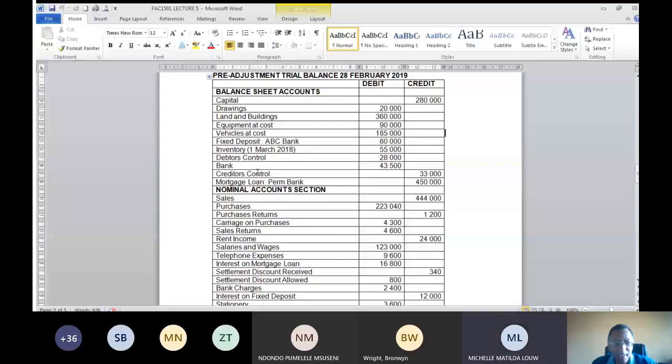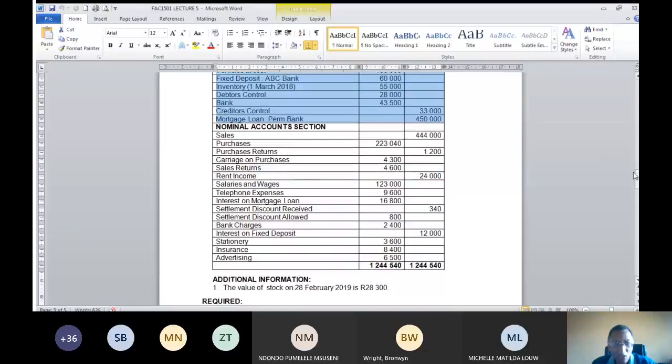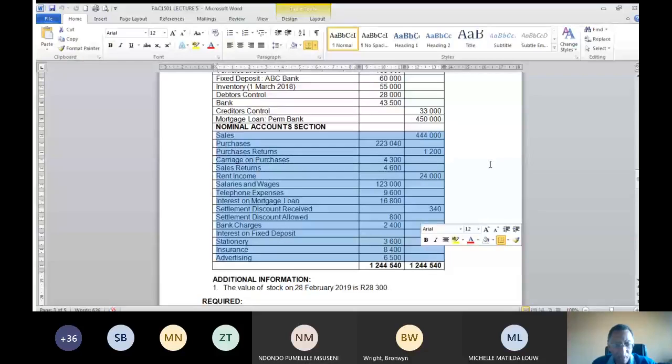Your liabilities, in this example, I've got trade payables and your loan account. So when we speak about the financial position account section, that will be all your assets, all your equity, and all your liability accounts. Your nominal account section, which is the second section of your trial balance, this is where you will show all your income and all your expenses.